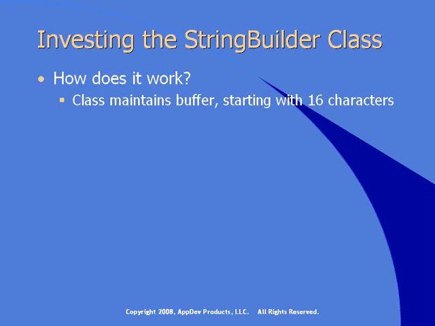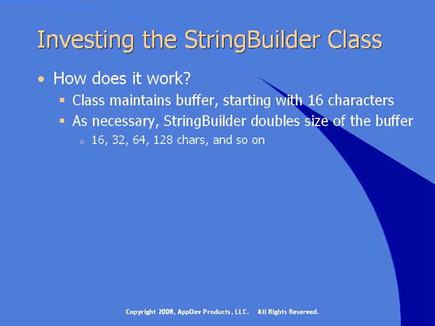Well, the class maintains a buffer, starting with 16 characters in it. As necessary, the String Builder doubles the size of that buffer. It goes from 16 to 32 to 64 to 128 characters and so on, so there's always room for more text as necessary. You can, in the constructor, specify the starting size. If you know 16 won't be large enough, you can specify the size when you create the String Builder.